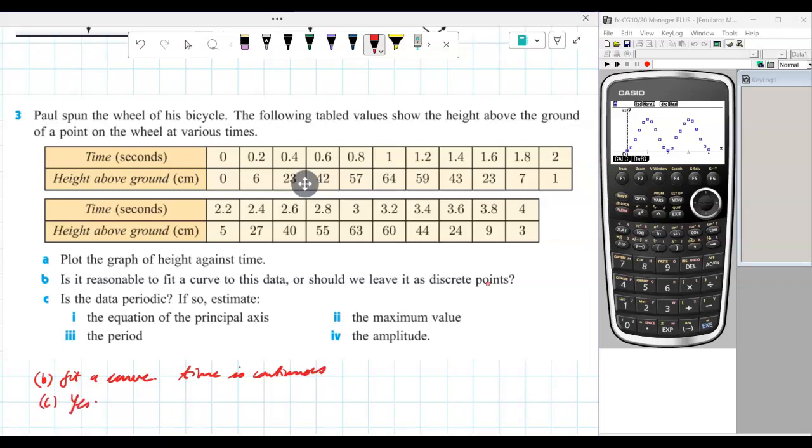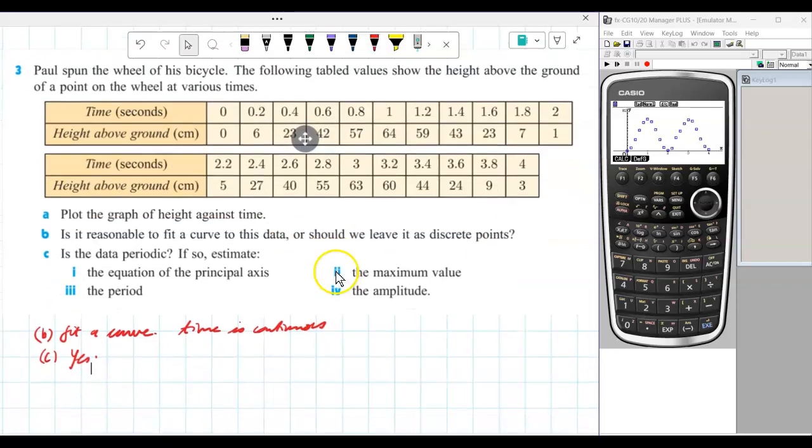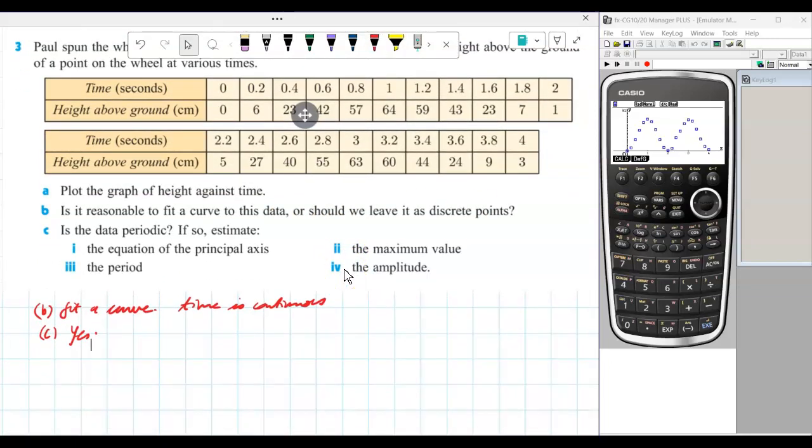Is the data periodic? Yes. The data is periodic because you can see the replication there. What is the equation of the principal axis? Max plus min over 2. Very good. Now, what is the max value? Max y value, 64.